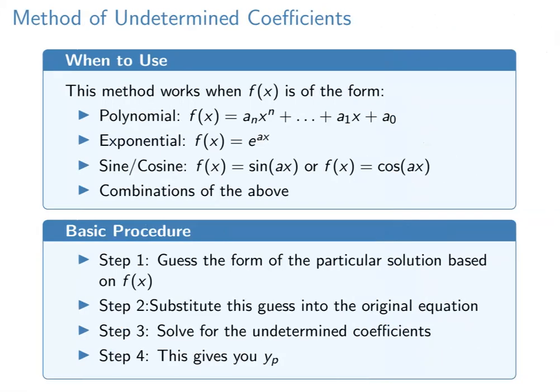Now here, the method of undetermined coefficients, when to use. This method works when f(x) is of the form: a polynomial, an exponential, f(x) is equal to e to the power ax, or sine cosine form, f(x) is equal to sin ax, or f(x) is equal to cos ax, or a combination of the above.